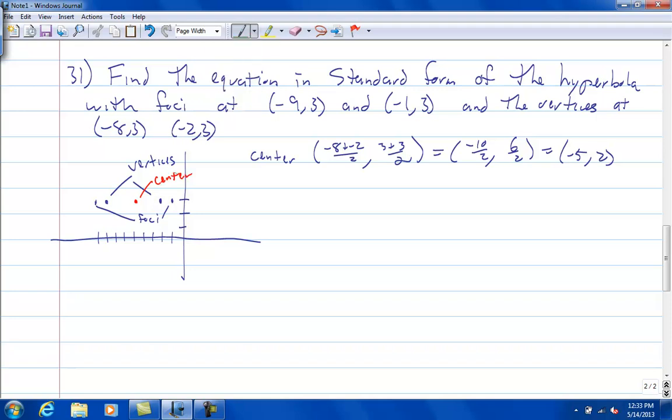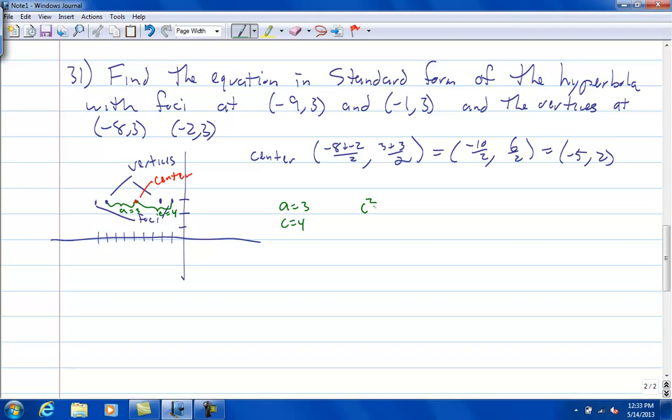So then the question is, what's our A? A is the distance here from negative 5 to negative 8. That's going to be a distance of 3. And C is the distance from negative 5 to negative 1. That's going to be 4. And I could have gone either way on these, but just to not clutter it too much. So we know that A equals 3, C equals 4.